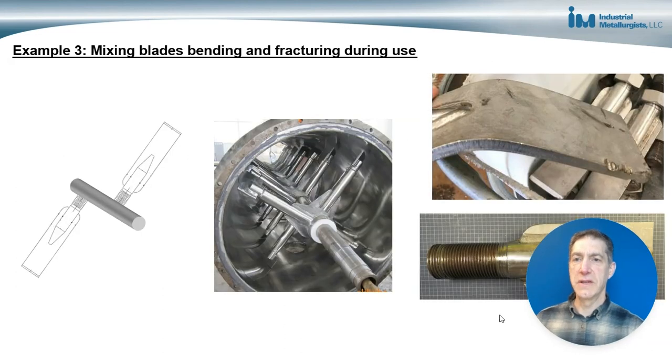And the final example is mixing blades that were bending and fracturing during use. These are mixing blades used in an industrial dryer. The blades were bending and breaking. The blades consisted of a stainless steel paddle or sheet plate that was welded to a shaft.